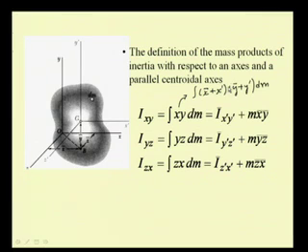So, these two terms will become 0 and we are left with only two terms, that is I bar, the product of inertia with respect to a centroidal axis, I bar x prime y prime, plus mass times the distance x bar y bar. In the same way we can derive and get the expression for I y z as I bar y prime z prime plus m y bar z bar.